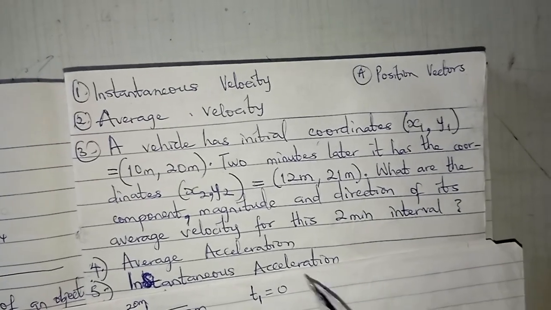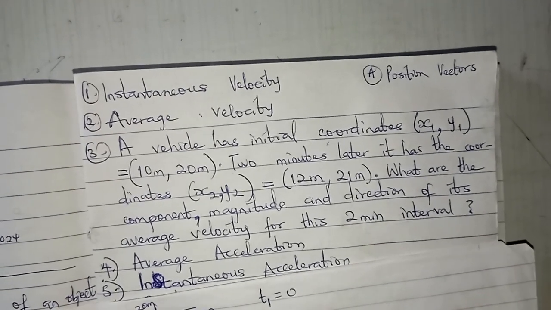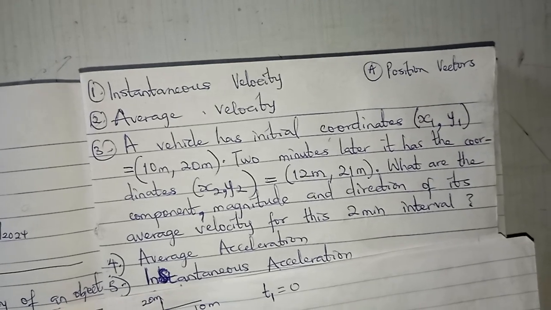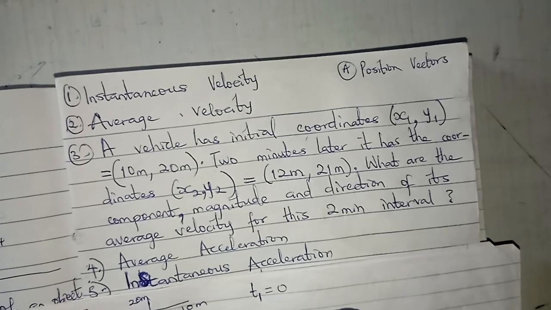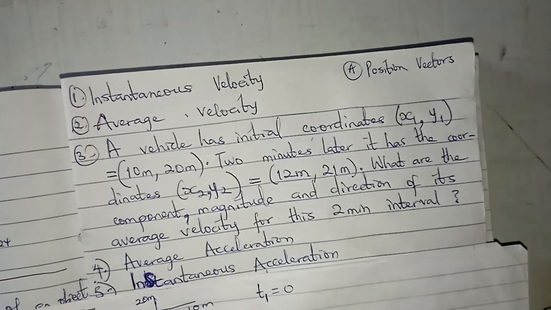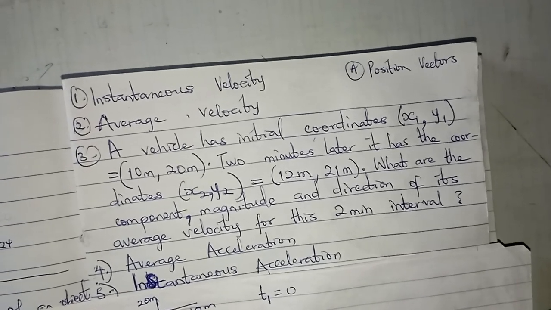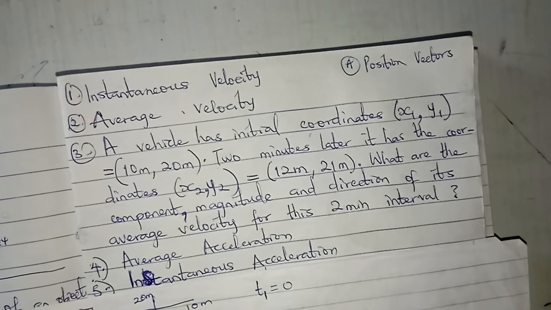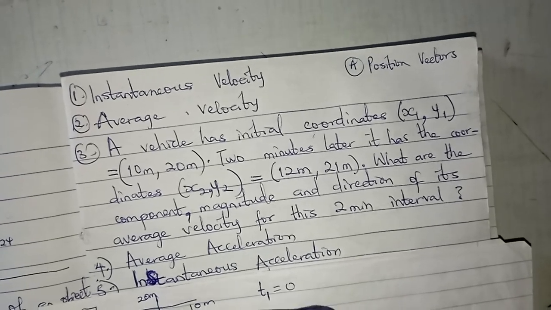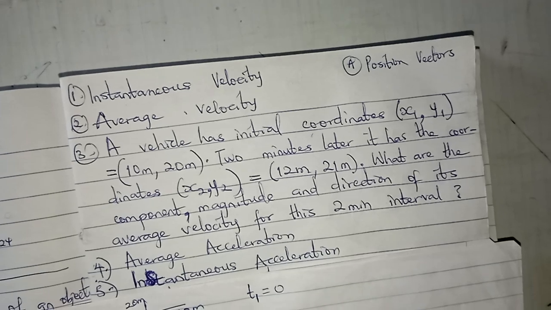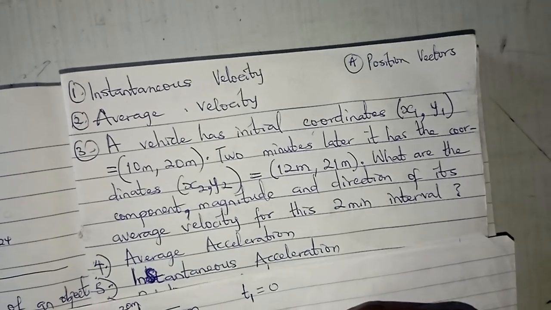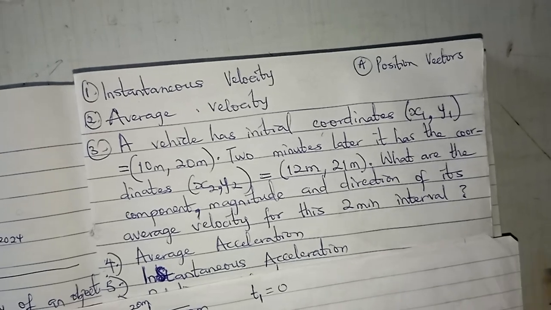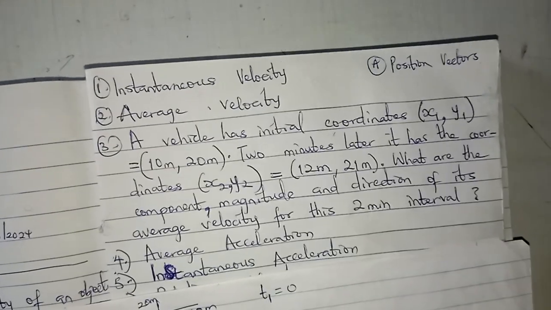Now it says 2 minutes later, that is after 2 minutes, the coordinates x and y are now: x is 12 meters and y is 21 meters. That means t2 equals 2 minutes. We don't need to convert, but you can convert if you choose to.